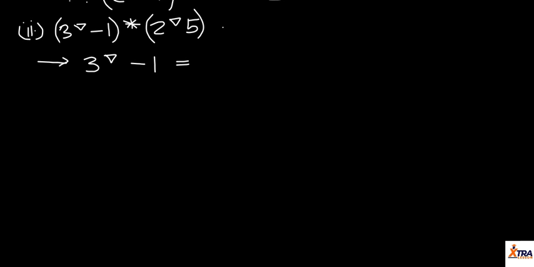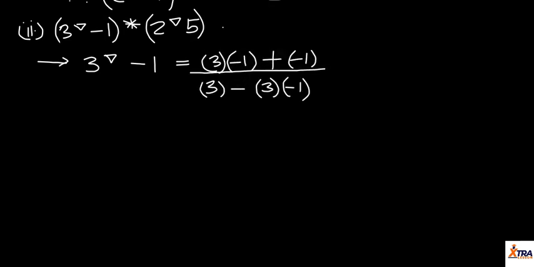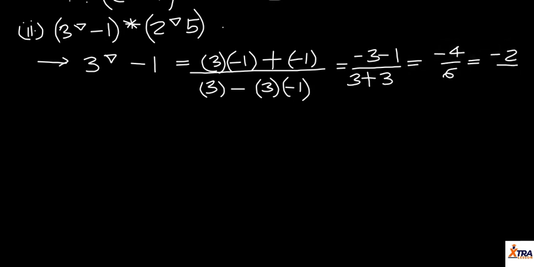So our A here is 3. Now AB plus B, we have 3 and minus 1, plus B over A minus AB. So here I can break this down into 3 times minus 1 is minus 3, over 3 plus 3. This will give me minus 4 over 6, which I can further break down to minus 2 over 3. I have broken the first part down.